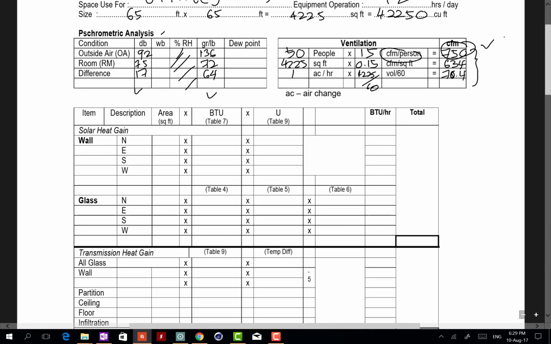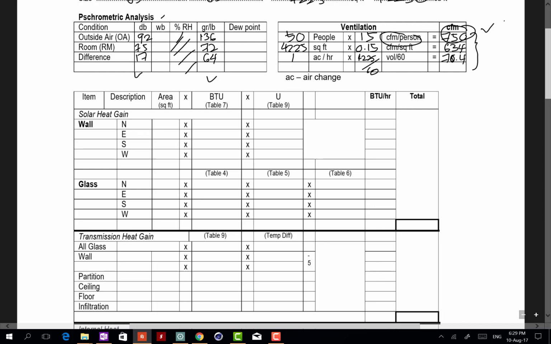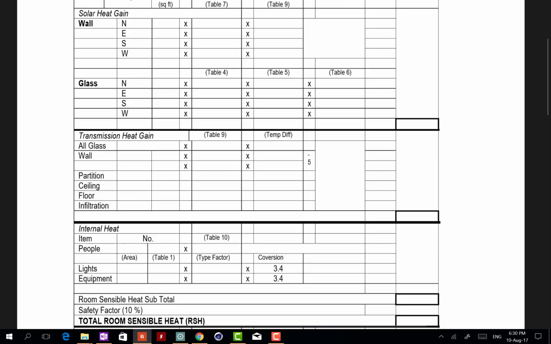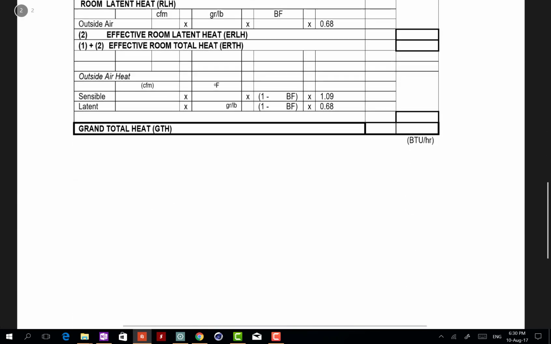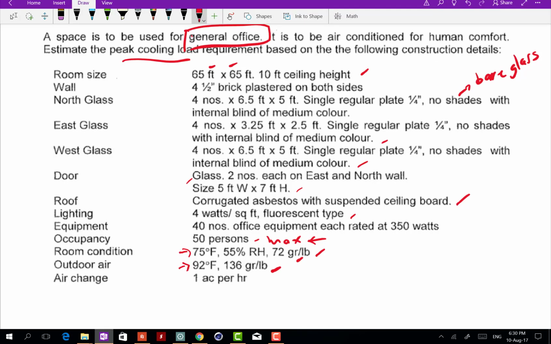Right, next part is we want to fill up the solar heat gain and also transmission heat gain for this office. So before we do that, we need to construct a simple table just to calculate the area of our problem. Based on the question here, there are north, east, west, and also there is no mention or details about the south direction. Okay, first we need to construct a simple table here.